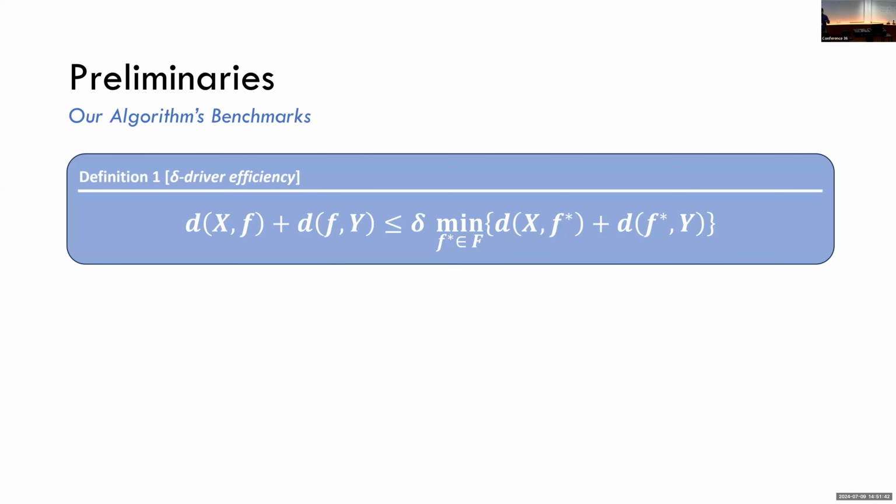So essentially, we want to match the food deliveries to food banks in a way that is both efficient for the truck drivers and at the same time fair for the food insecure individuals. Towards this end, let's define delta driver efficiency, where D will be the distance metric on our graph, F will be the food bank that we chose to match the food delivery to, and F star is the food bank that minimizes the driving distance of the truck driver. Essentially, a delta driver efficient matching algorithm is one that guarantees that no truck driver will need to travel more than delta times his optimal driving distance.